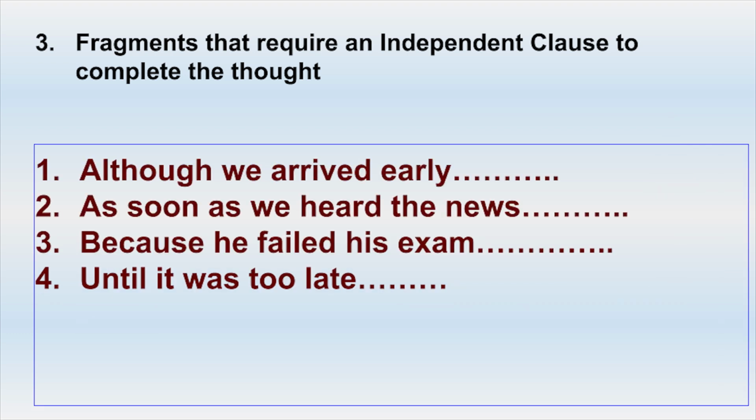There are many words like since that make a thought dependent upon a main thought. They cannot stand on their own. Here are some examples. Although we arrived early. As soon as we heard the news. Because he failed his exams. Until it was too late. These are all sentence fragments, starting with subordinating conjunctions. They need independent clauses to make them complete sentences. The independent clause can go before or after these fragments.